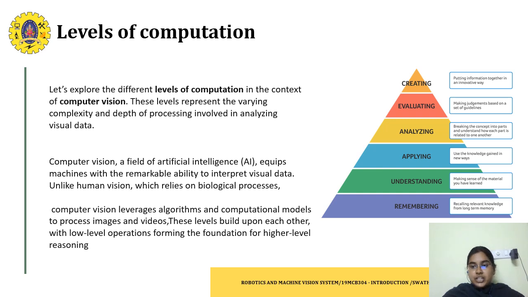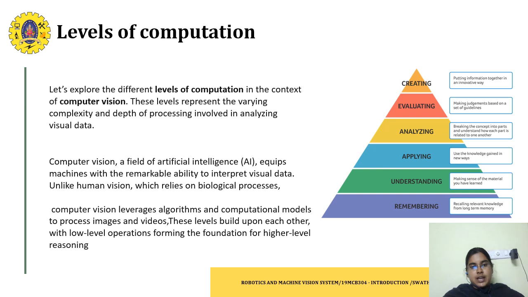levels of computation. Now we have acquired the image, we have converted it into a digital image, and we have sampled it and converted it into sampled data. Now what are these computation levels? They are the different levels of computation in the context of computer vision. These levels represent the varying complexity and depth of processing involved in analyzing visual data.